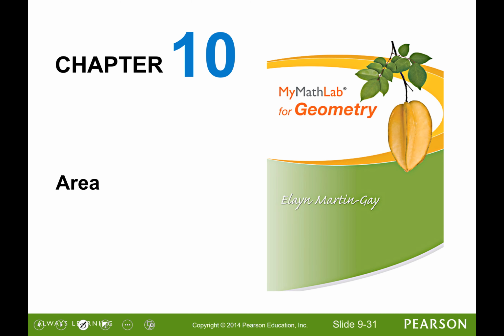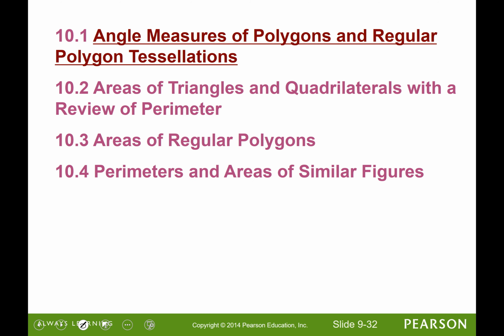Title of chapter 10 is Area, and we'll cover section 10.1 in this video. The title is Angle Measures of Polygons and Regular Polygon Tessellations.